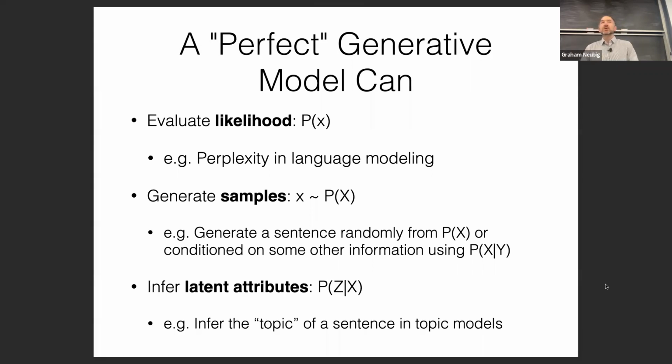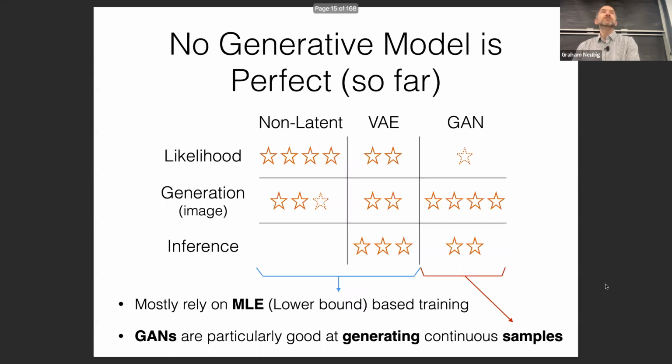It should also be able to infer latent attributes if it's a latent variable model. So it should be able to do inference like we talked about last time over the posterior distribution. This might be something like inferring the topic of the sentence from a topic model or inferring the latent vector from a VAE like we talked about last time.